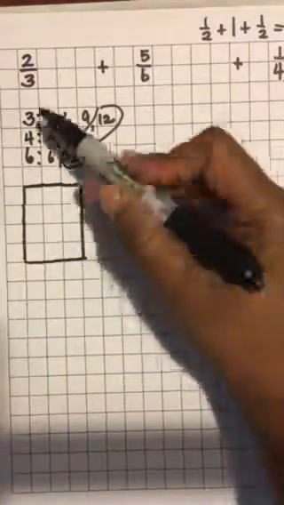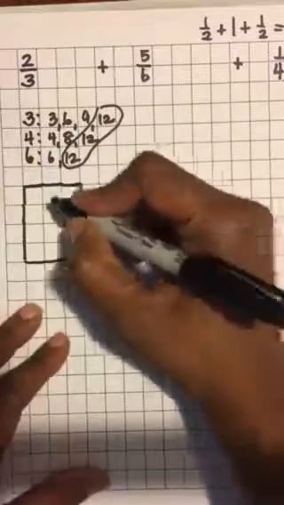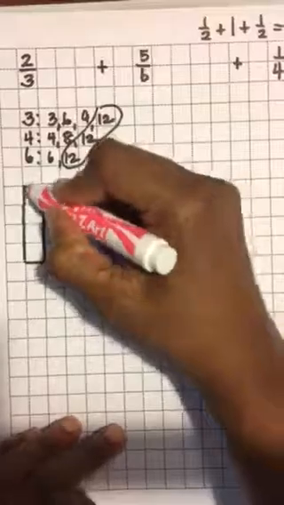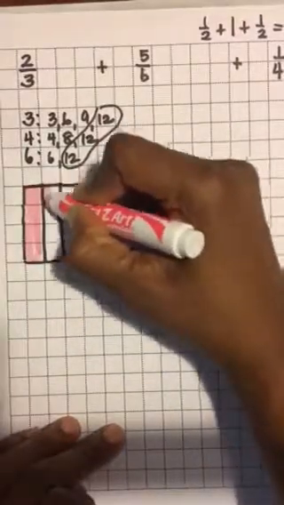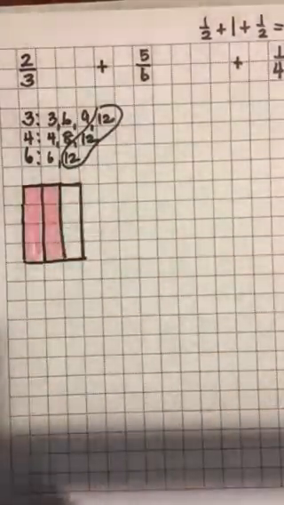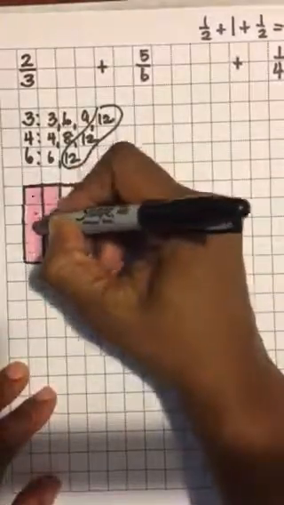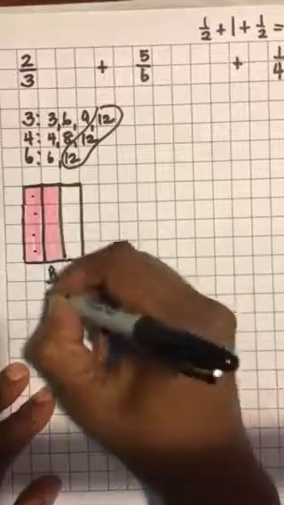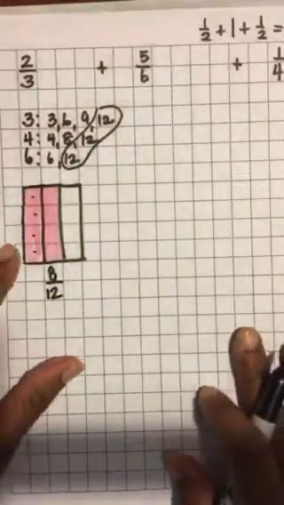And I'm modeling 2/3, so I need to find 3 of something, and I need to shade in 2/3. 1/3, 2/3. 1, 2, 3, 4, 4, 8, 4, 8, 12. So 2/3 is equivalent to 8/12.